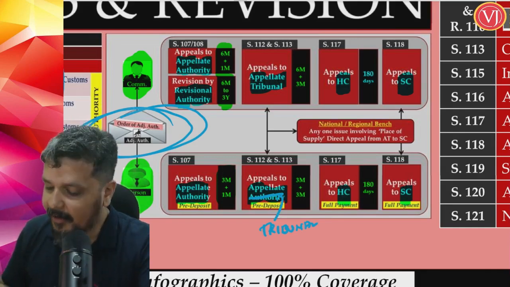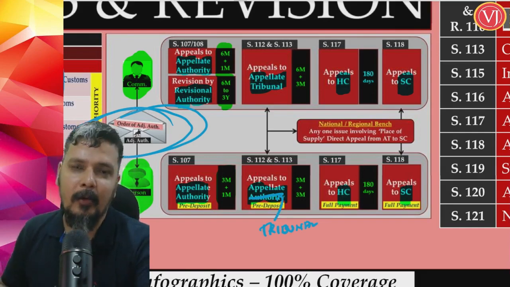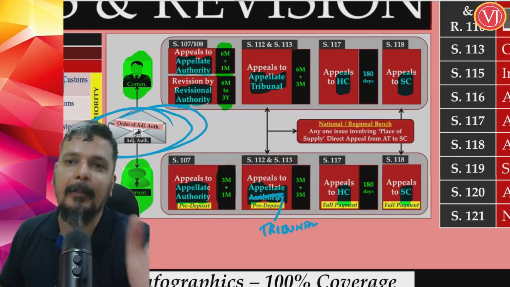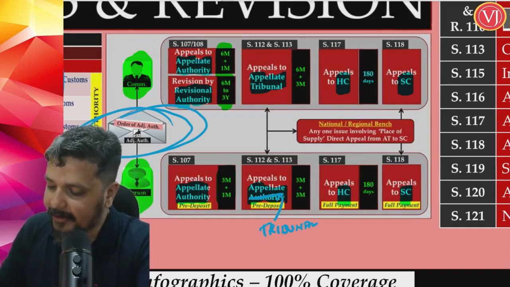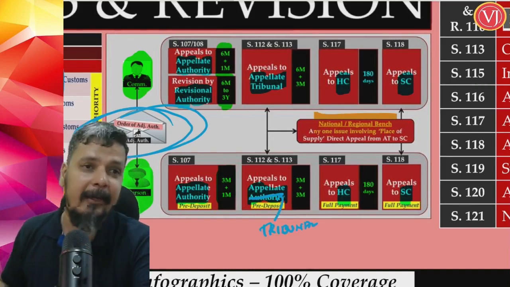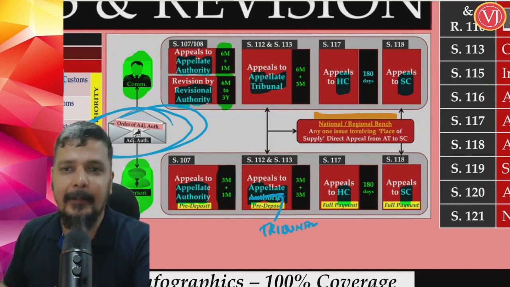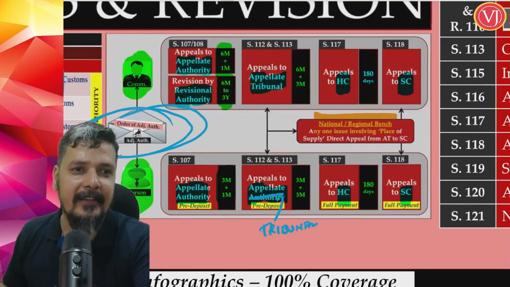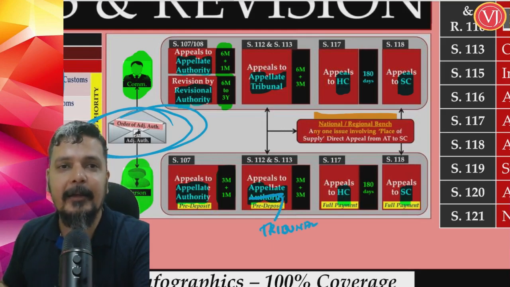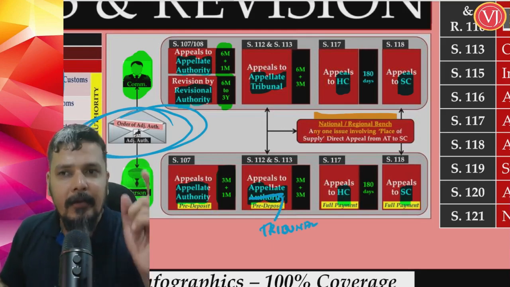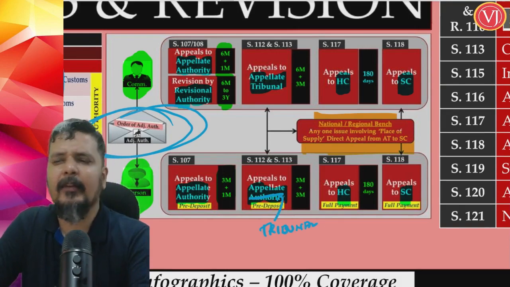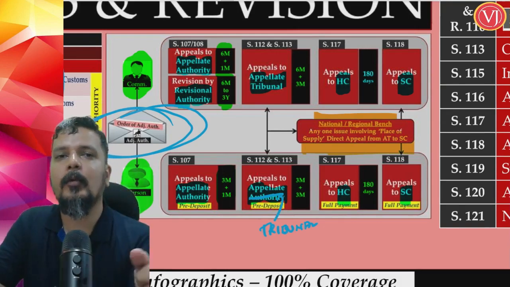Now, understand that when you talk about tribunal, if tribunal is taking up a case which involves place of supply, place of supply matters will be taken by the national or regional bench of the tribunal. There will be two benches. One is national bench, one is state bench. State bench is otherwise called area bench, national bench is otherwise called regional bench. So if place of supply is there, that matter will be taken by national bench. From tribunal, without wasting any time, the matter will directly go to Supreme Court. High Court will not come in picture in any of the cases.